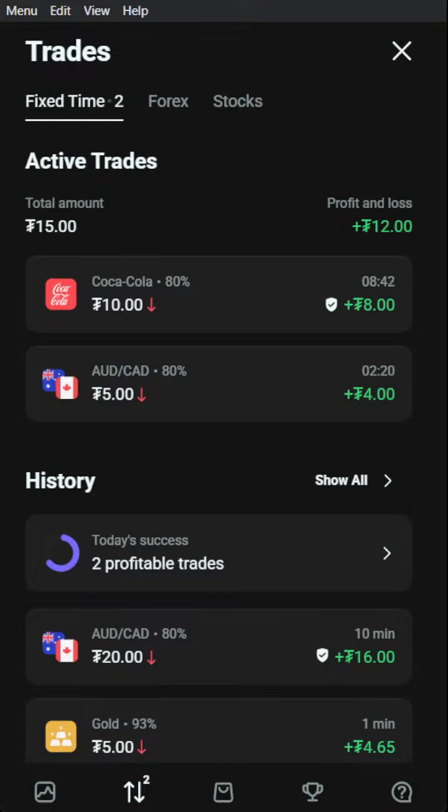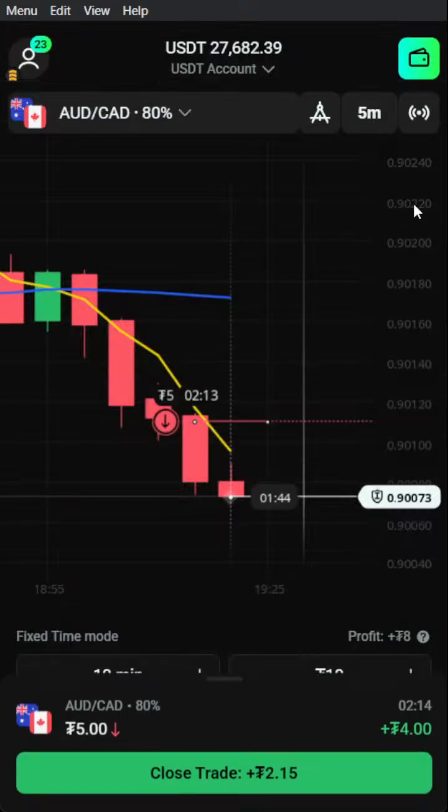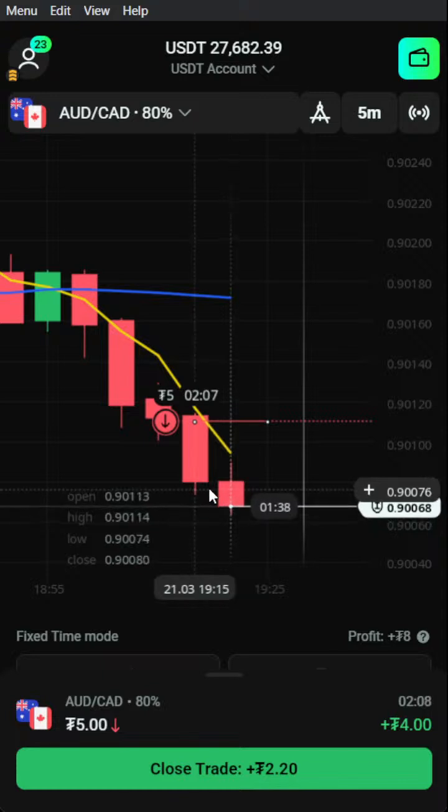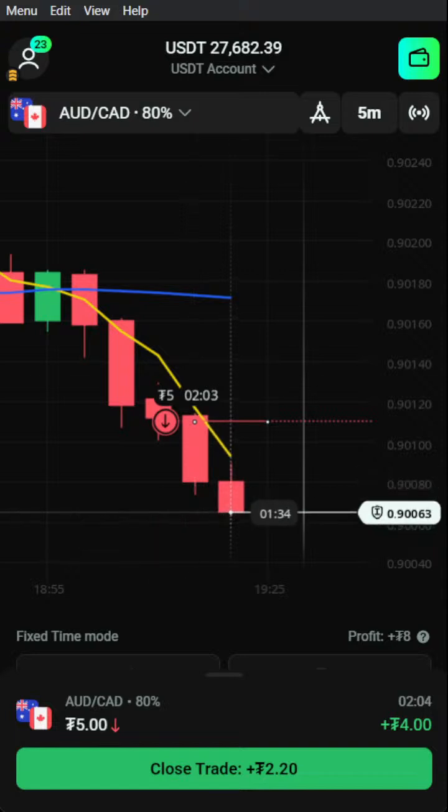Okay guys, so it's almost time up. I'm just waiting for this trade to end, and let's see whether it's going to go in our favor. Oh yeah, we have it. I mean, there's a good huge gap, so it will go in our favor. It's going good, it's going great, so there's nothing to worry about right now.